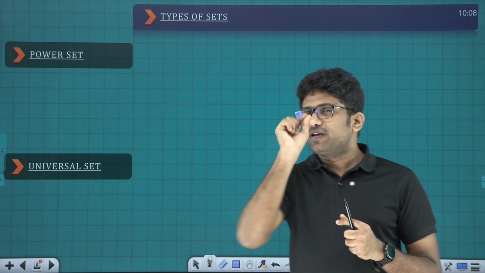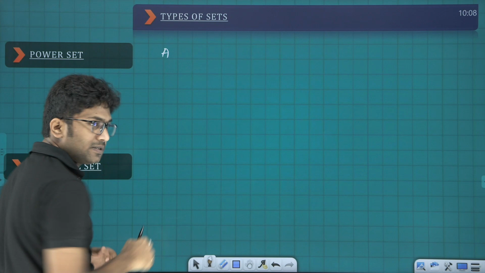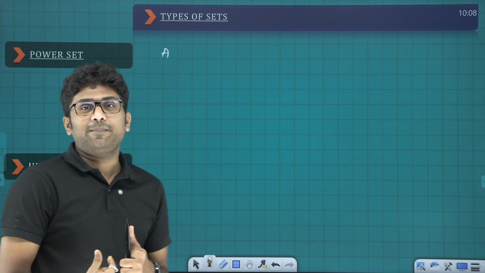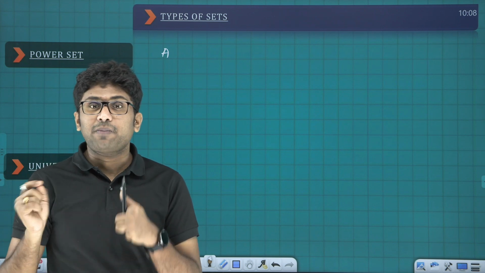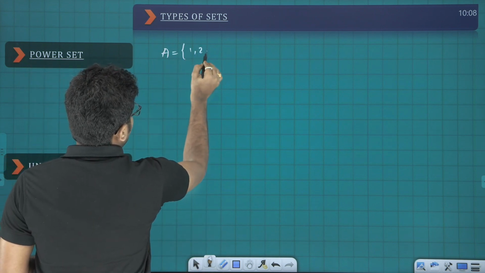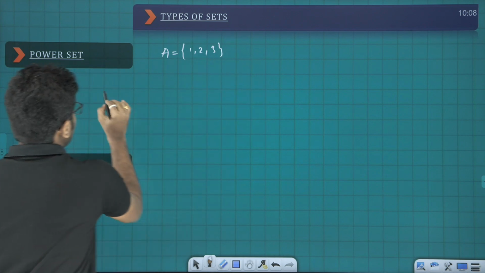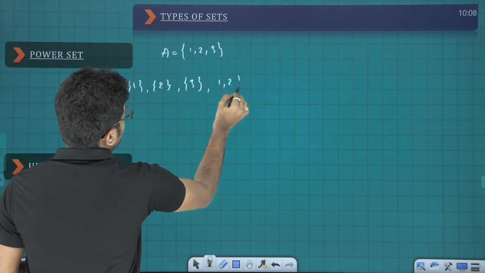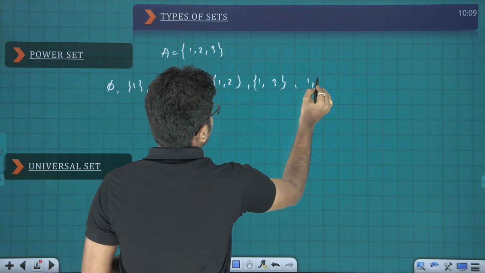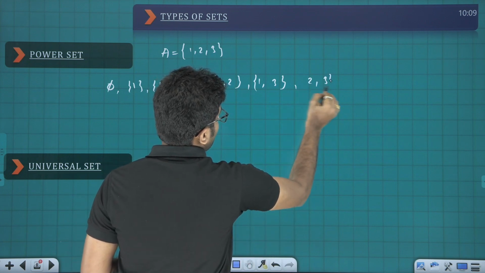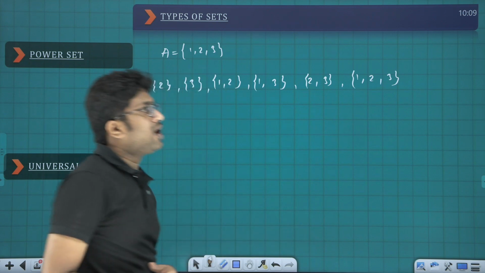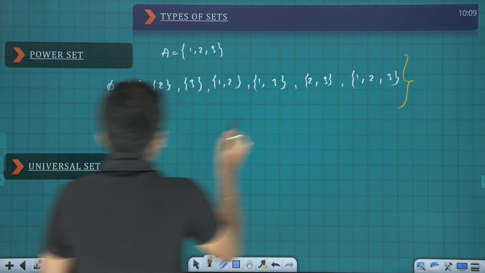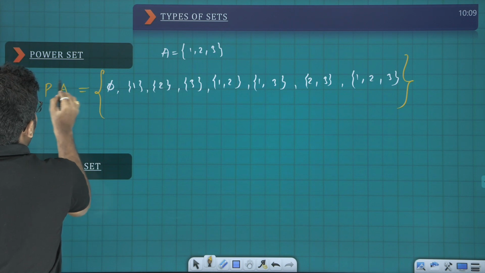Power set means, friends, if capital A is any finite set, then the set of all the subsets of capital A is called the power set of A. That means if set A is {1, 2, 3}, the same set we take, what are all the subsets that we have? The empty set, {1}, {2}, {3}, {1, 2}, {1, 3}, {2, 3}, and the last set {1, 2, 3}. Now, if there is a set consisting of all these subsets as the elements of that set, then such a set is called the power set of the given set.